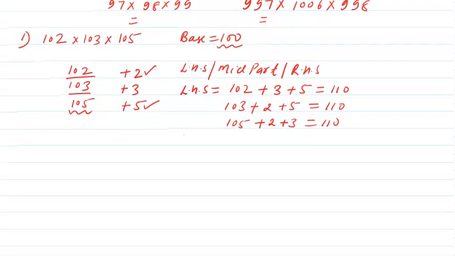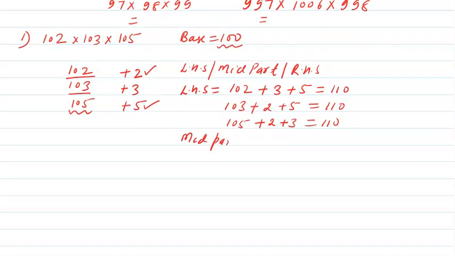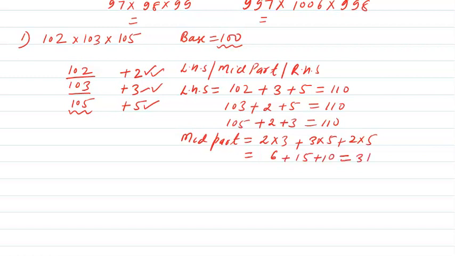After this we are going to calculate the middle part. To calculate the middle part, what we do, we take the product of two numbers at a time and then we add them. So we multiply 2 and 3, then we multiply 3 and 5, so we write 3 into 5, and finally we multiply 2 and 5, so we write 2 into 5. Means out of 3 numbers we are getting 3 pairs: first, second; second, third; and third, first. So here we are getting 6, here we are getting 15, and here we are getting 10. So the middle part is 31.